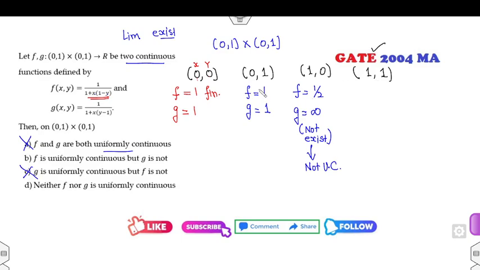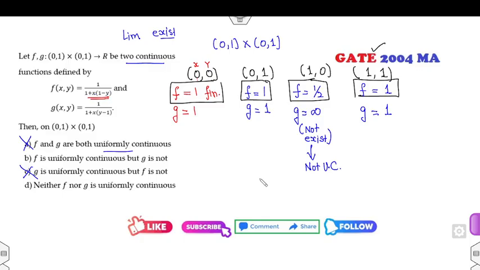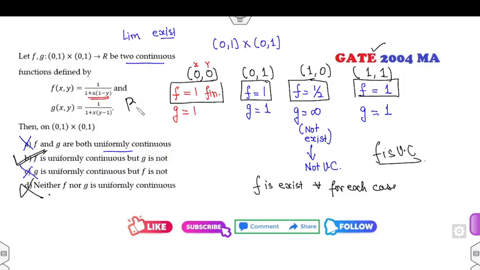Look at the last one, 1 and 1. If it is 1 and 1, f will be 1, and g will also be 1. Now clearly f is finite in each case. It means f exists in each case. So that means f is uniformly continuous, but g is not. So B is the right answer of this problem.